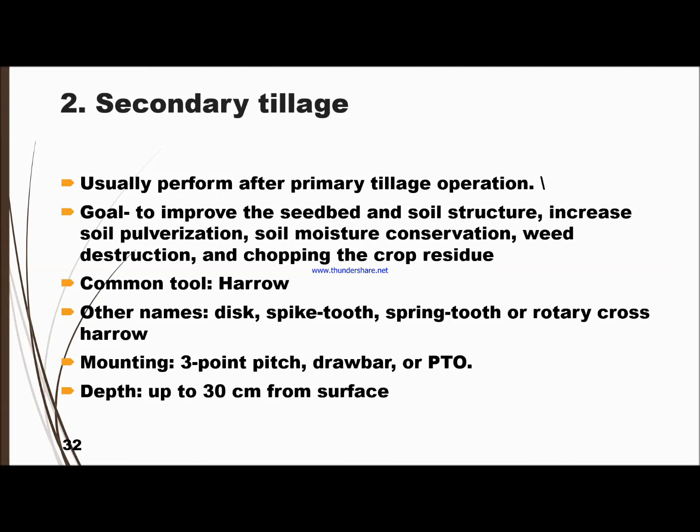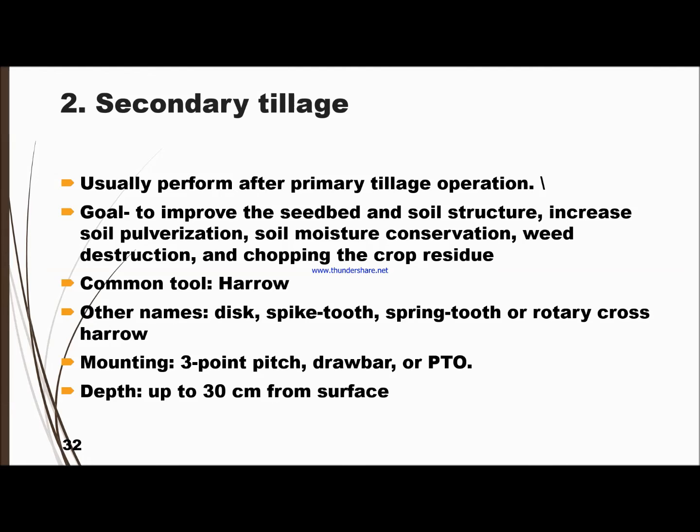On the secondary tillage, after we are done with all the operations of the first tillage, normally the soil becomes loosened up a bit. So the goal is to improve the seed bed and the soil structure after the primary tillage. So the common tool is the harrow. Other than this, spike tooth, spring tooth, or rotary cross harrow.